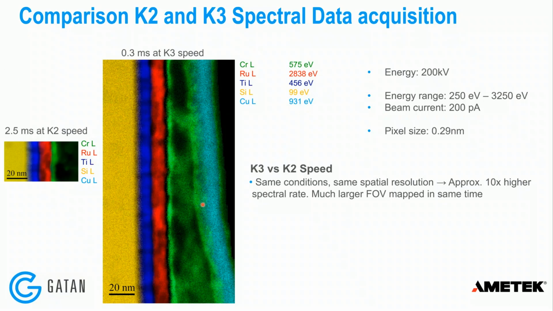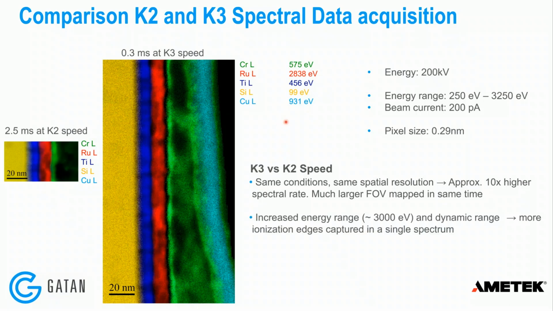So there are actually specimen regions here that we don't even see here. There's this copper layer that we see in this larger FOV data set that we could potentially have missed in the other data set. So, increased energy range and dynamic range, so we get more ionization edges in a single spectrum.